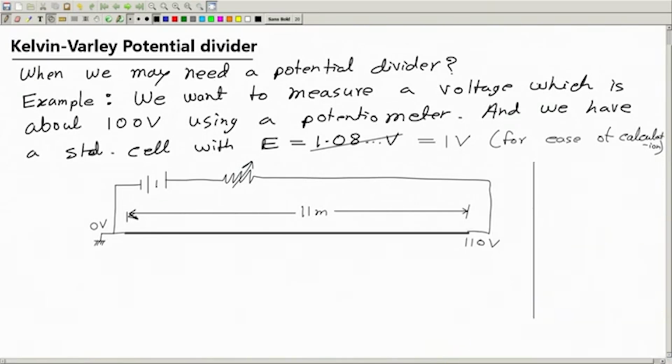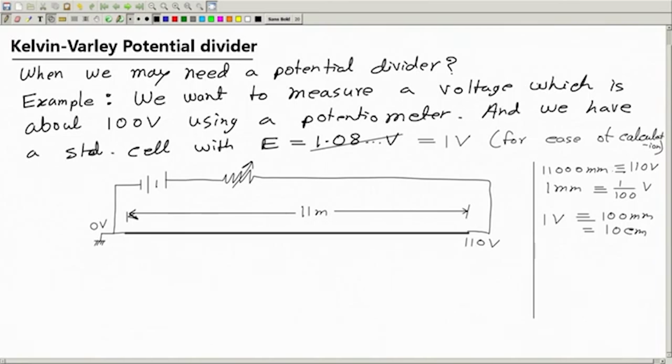11 meter is equal to 110 volt. So, we can write 11,000 millimeter is equal to 110 volt. So, 1 millimeter will be 1 over 100 volt, right. Yes, 1 over 100 volt will be equal to 1 millimeter. Now, 1 volt will be how much? So, 1 volt will be equivalent to, dividing this by 110, 100 millimeter, which is like 10 centimeter.